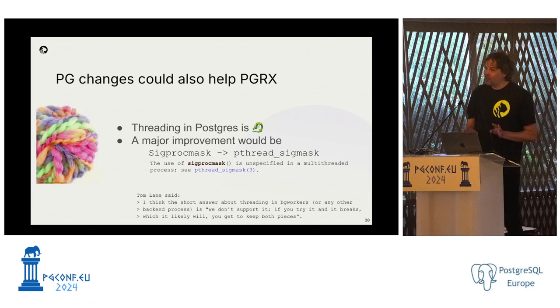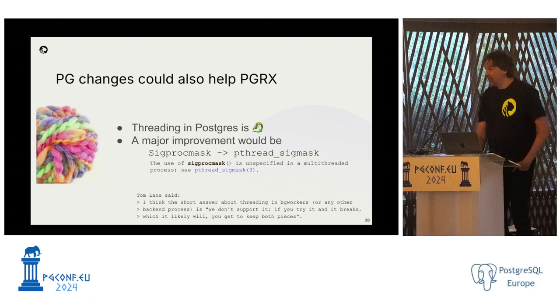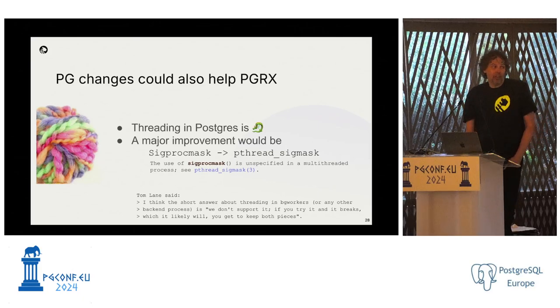Whether or not that's strictly undefined behavior, I haven't managed to get someone that knows a lot about POSIX to tell me. To me, that pretty much sounds like it is. Having said that, there's a lot of people that are running things in C and in Rust with threading in Postgres. As long as they don't run anything that acts as the Postgres API from the threads, then it's fine.